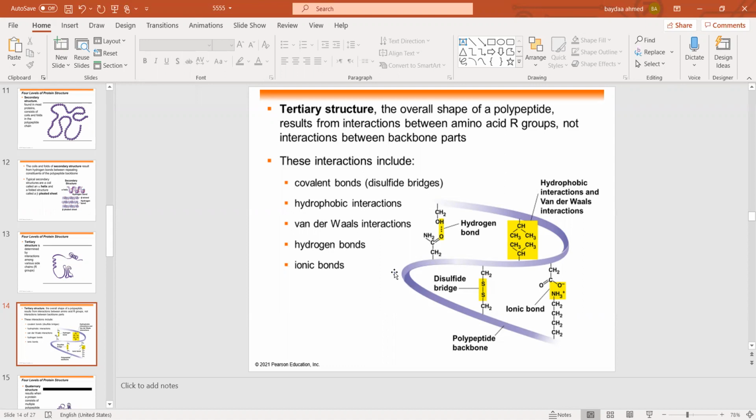Meanwhile, hydrogen bonds form between polar side chains. Ionic bonds between positively and negatively charged side chains also help stabilize tertiary structure. These are all weak interactions. So for the tertiary structure, we have several types of chemical bonds.